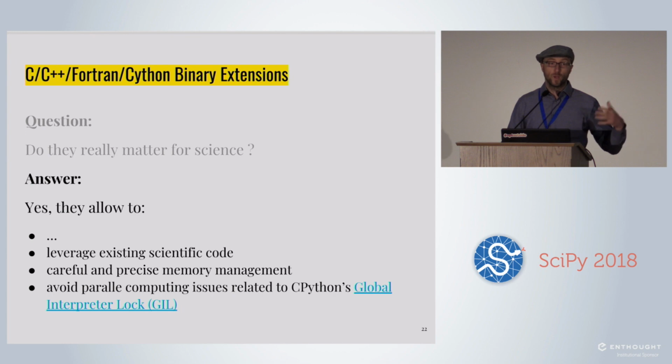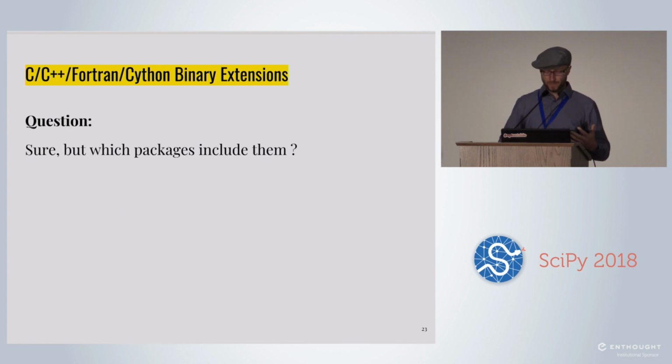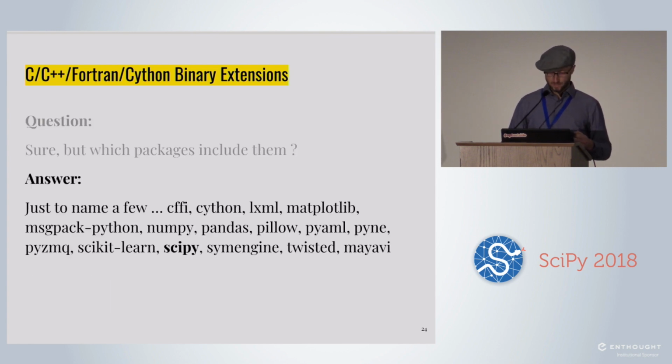We want to be able to compile Rust code, or Fortran code, or Cython code, and then access that from Python. It also allows careful and precise memory management, and it also avoids the parallel computing issue related to the global interpreter lock. Okay, but do you have some examples of wheels? Yes, just to name a few: SciPy, Scikit-learn, SimpleITK, Mayavi, Matplotlib, PyZMQ. All these packages include compiled binary extensions and are then qualified as non-pure.